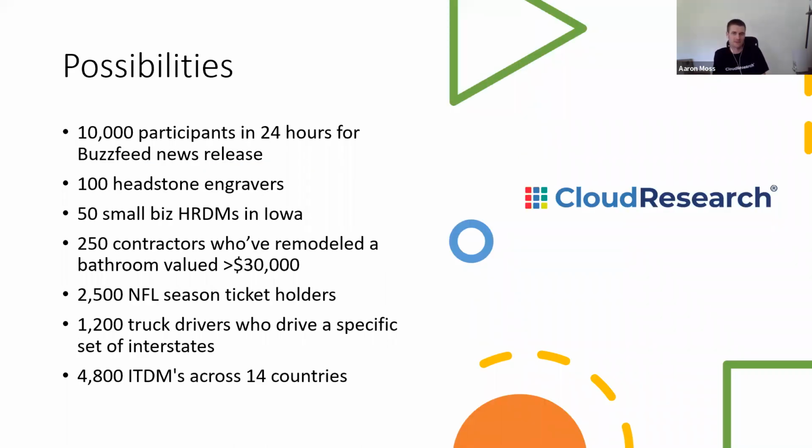And to outline what some of these possibilities are, here's a quick list I got from someone on our sales team of notable or interesting projects that they've run for clients. So you can see here, 10,000 participants within a 24-hour period for a BuzzFeed news article release. You're able to find 100 people who engrave headstones, probably not the most common profession. You can see 50 small business HRDMs, that's human resource decision makers, located in Iowa. Further down the list, 1,200 truck drivers who drive a specific set of interstates within the United States. So there's a level of targeting, precision and capability here, right, that you just can't get from other sources, and you can't get without aggregating these panels together.